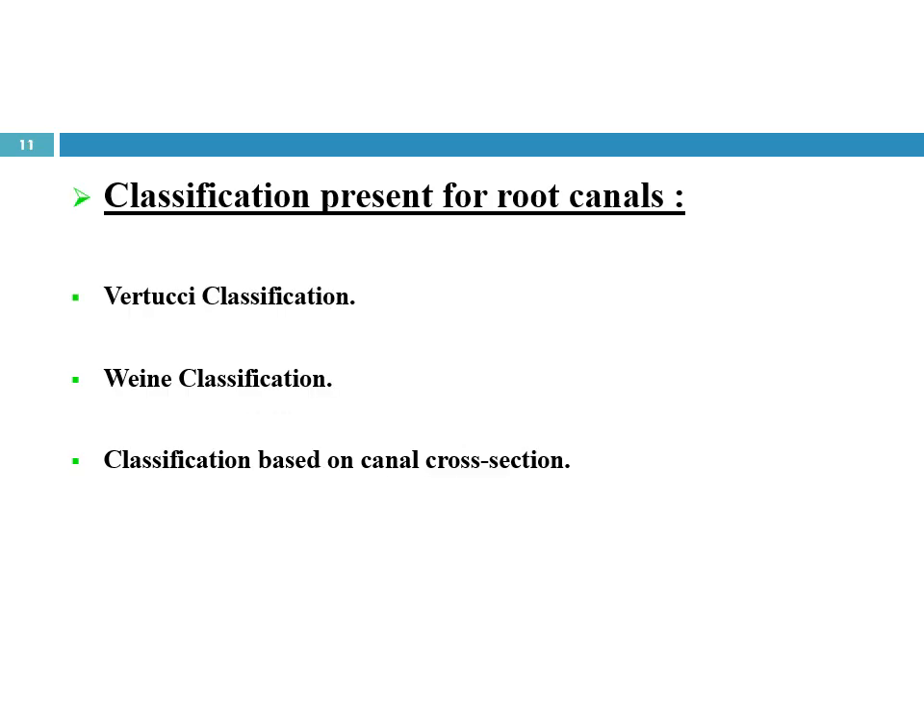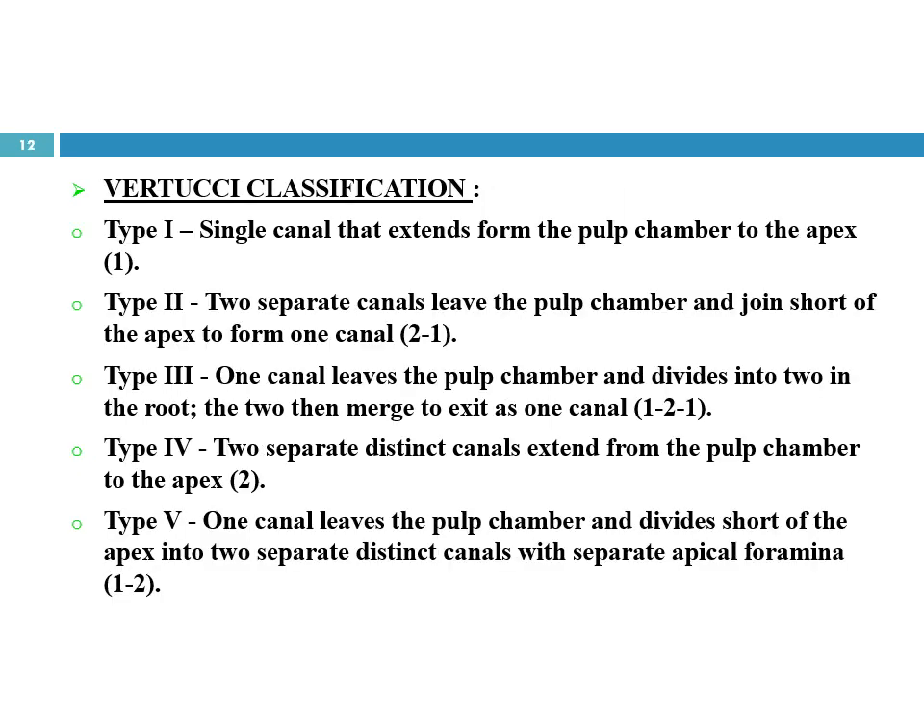So the classifications present for root canals can be Vertucci's, Weine's, and classification based on the canal cross section. First, moving on to Vertucci's classification, wherein Type 1 is a single canal that extends from the pulp chamber to the apex. In Type 2, there are two separate canals that leave the pulp chamber and join short of the apex to form one canal.